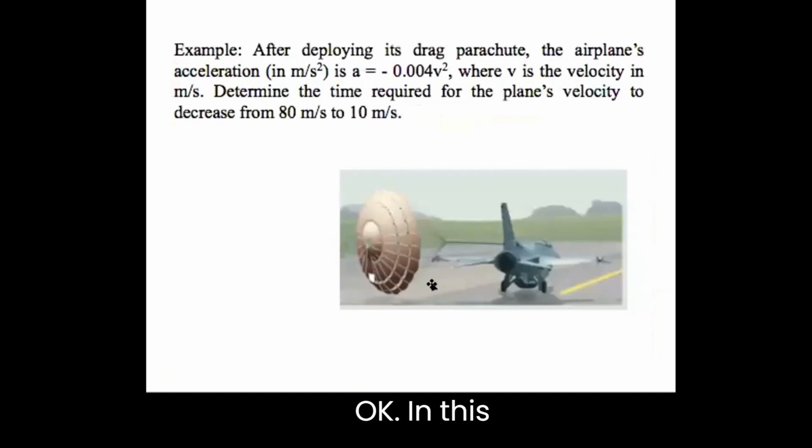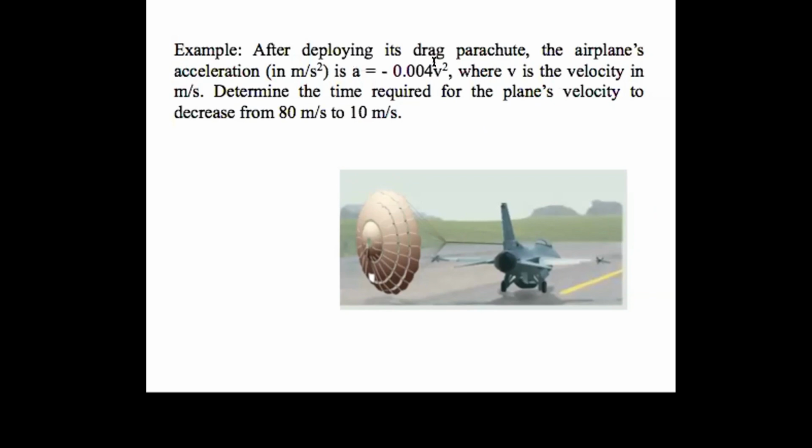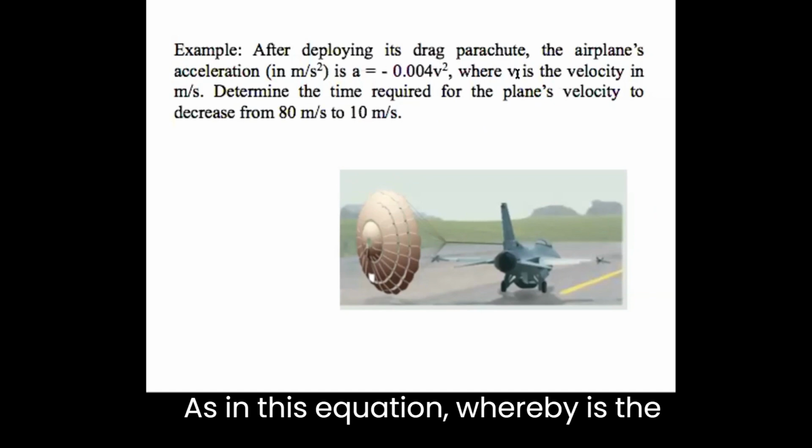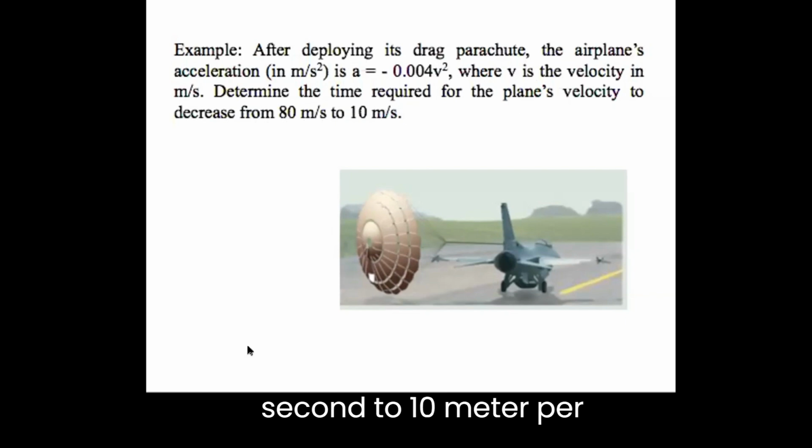Okay. In this example, the airplane acceleration is given as this equation, where v is the velocity in meters per second. Determine the time required for the plane's velocity to decrease from 80 meters per second to 10 meters per second.